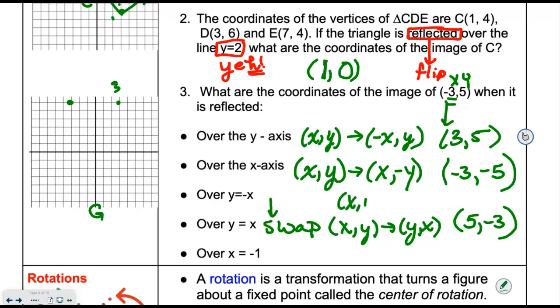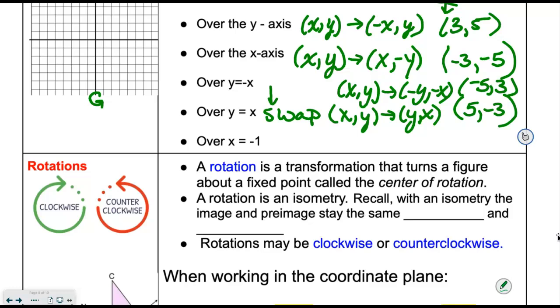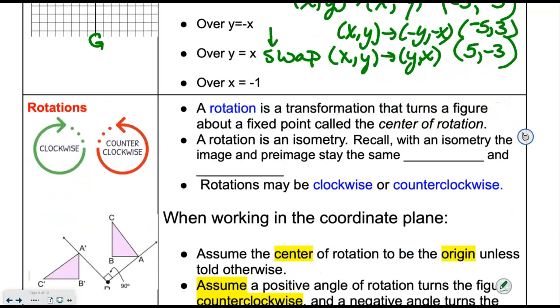And then we said over y equals x that it swaps and takes the opposite. So our (x, y) goes to the opposite of y, opposite of x. And again, I back up at this original point. I go to the opposite of y, which is a -5, and the opposite of x, which is a 3. So that's a review of yesterday's flips, also called reflections, and they are isometries because the size does not change.